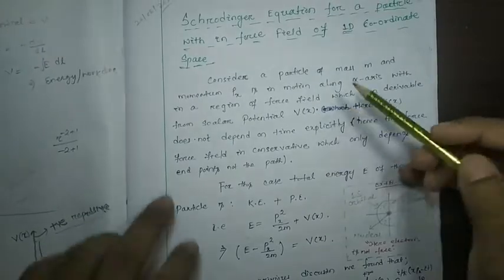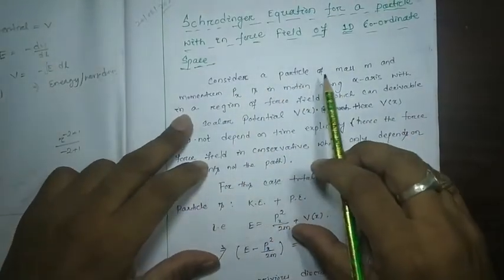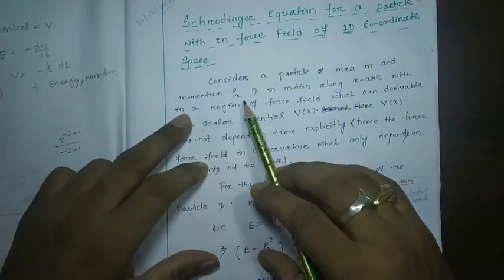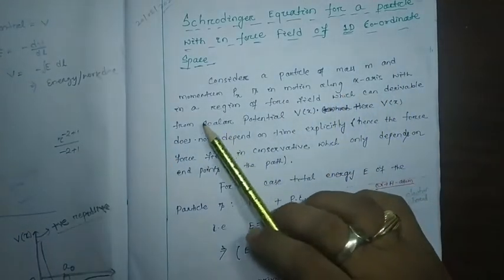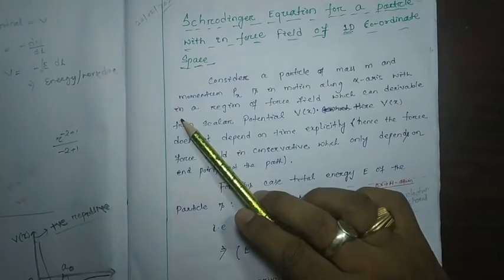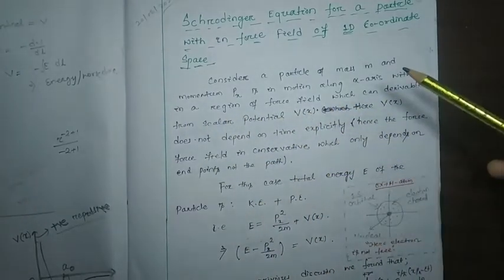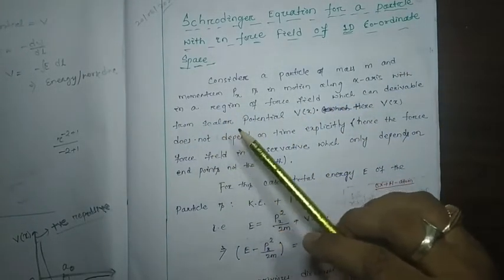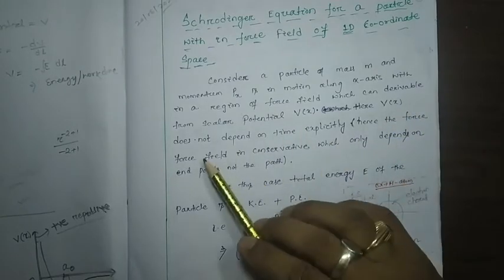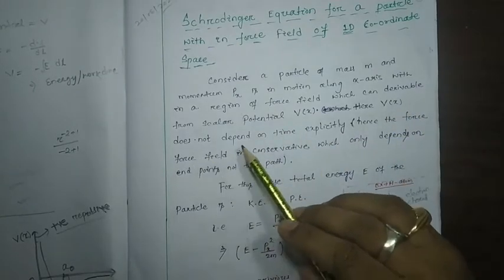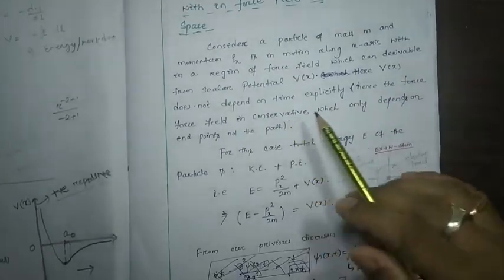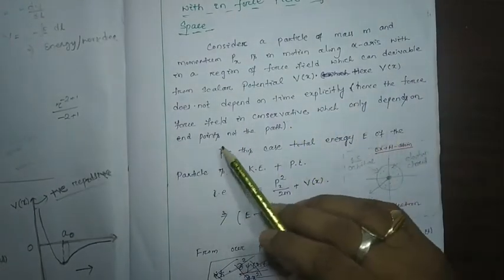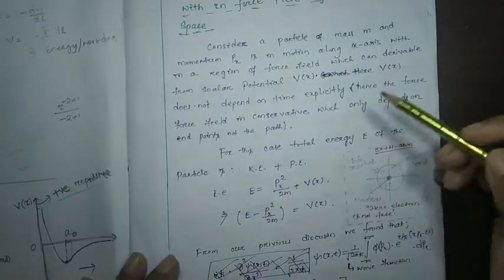So it has been written that, consider a particle of mass m and momentum px in motion along the x-axis in a region of force field which can be derived from the scalar potential. Here V(x) does not depend upon time explicitly, hence the force field is conservative, which only depends upon the end points and not on the path.